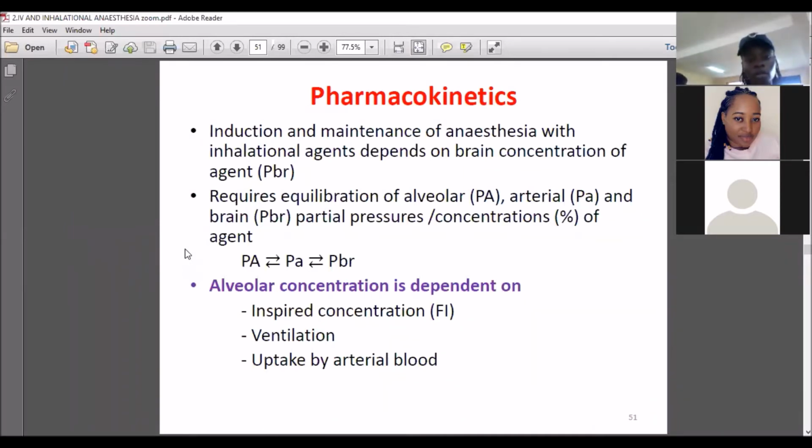The alveolar concentration is dependent on the inspired concentration. The FI we are saying is the inspired concentration of oxygen. Remember there's another FI. Alveolar concentration is dependent on the inspired concentration, the ventilation, and the uptake by the arterial blood.